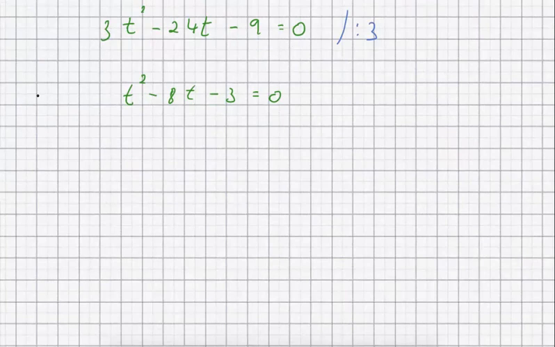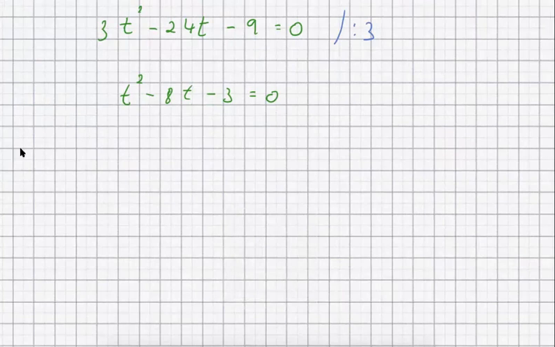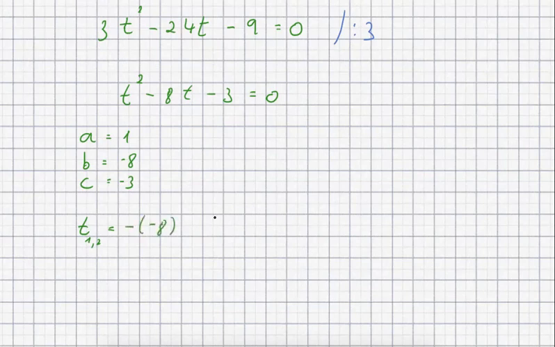A is 1, yeah? B is minus 8. And C is minus 3. So we do t1,2 equals? Minus B. Minus minus 8. Plus minus.